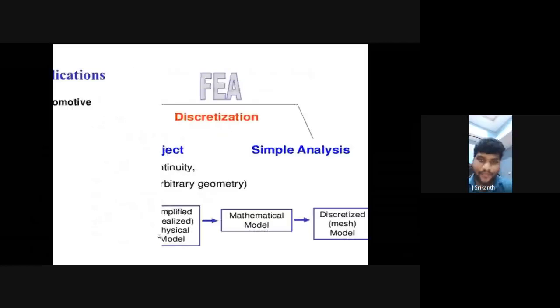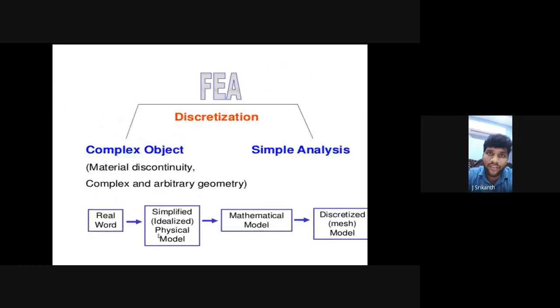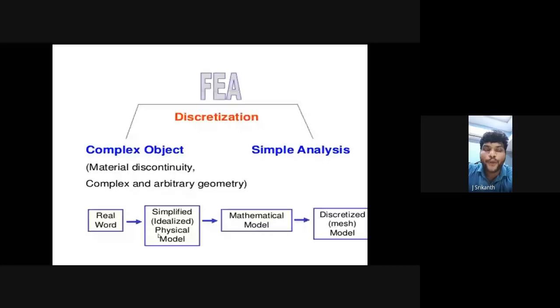Okay, and then the next step. The finite element analysis, or finite element method, will be divided into two types: a complex object and a simple analysis. In this process, I am only giving the definition. In the finite element method, any type of complex object or complex structure, with the help of the finite element method, we convert into a simple analysis.